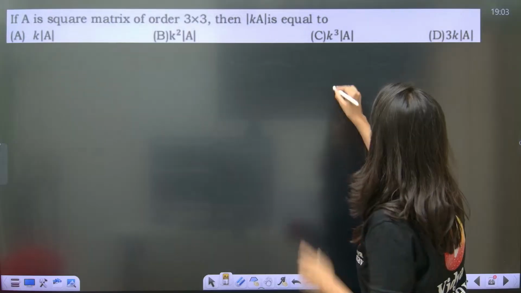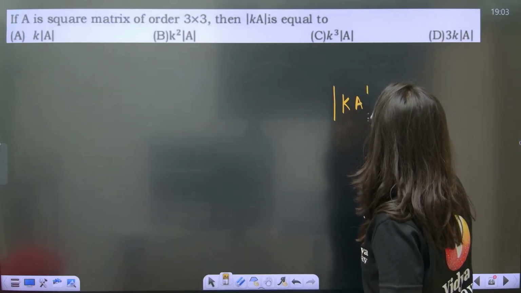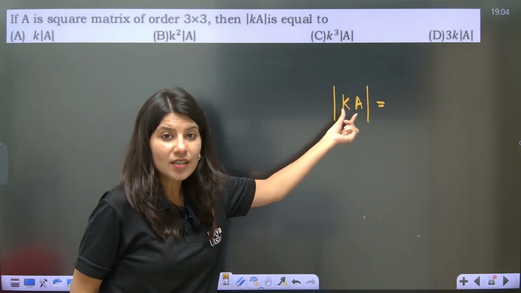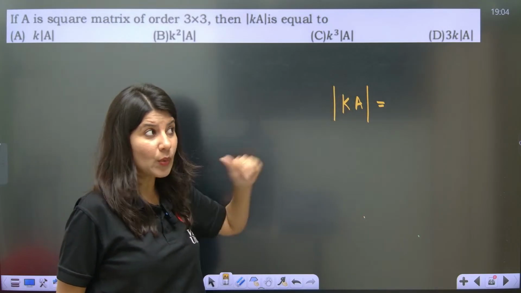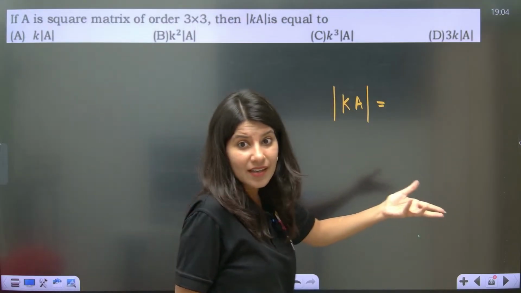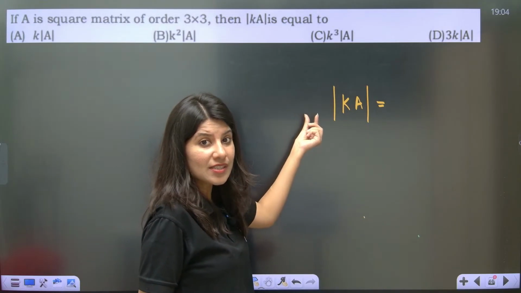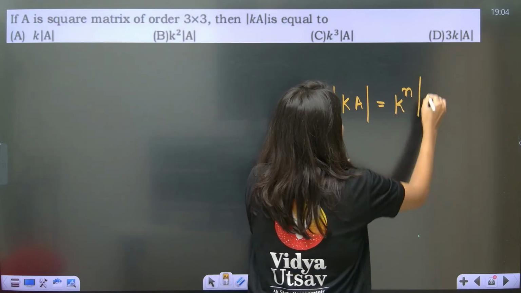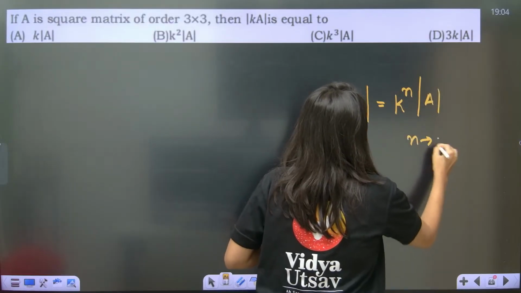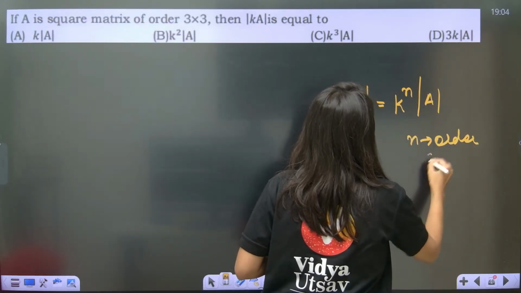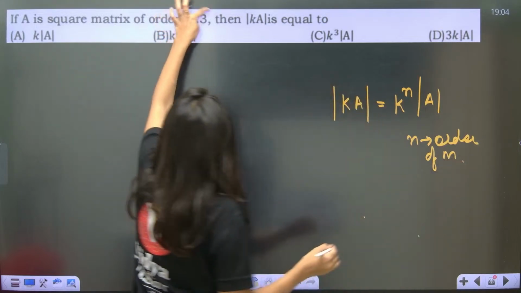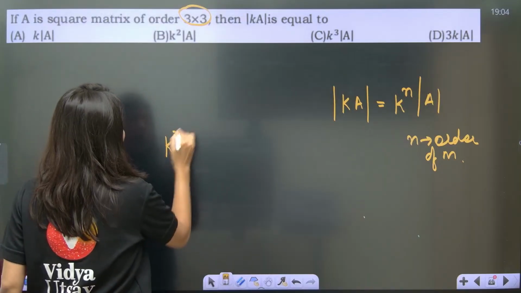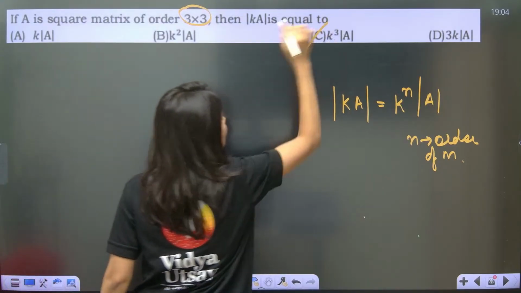So, determinant of KA is equal to what? Now just understand, this K is stuck inside the determinant. You want to take this K out, but you have to pay some price. Okay, you want this K out of this determinant, out of the trap. So K will come out and the power will be nothing but n over here, which is the order of your matrix. In this question, n is 3. So in this particular question, your answer will be K cube into determinant A. Option C is absolutely right.